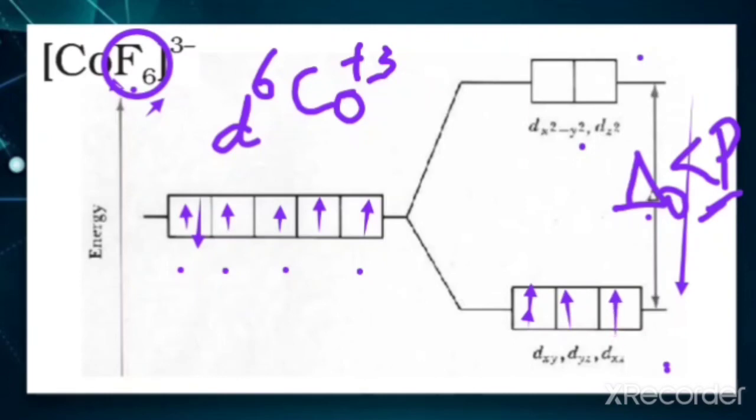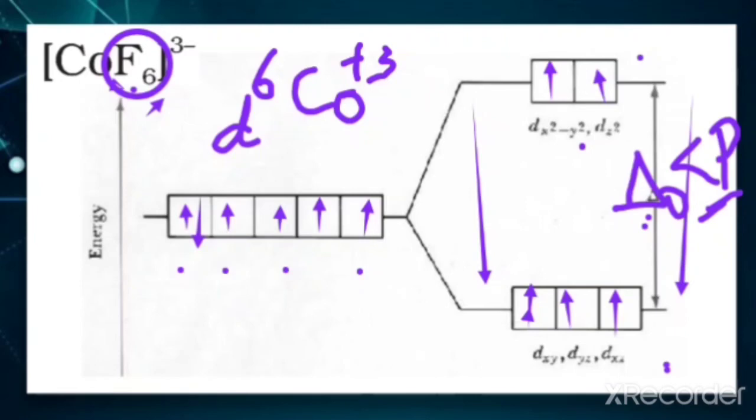Now where do we put the fourth electron? Because the delta 0 value is lesser, the energy gap between these two is lesser. So we can put the fourth electron here, then the fifth electron here. Now we can see that all the boxes are singly occupied, that means all the d orbitals are singly occupied. According to the rule, once all are singly occupied, only then does pairing begin. Now we have to start the pairing.